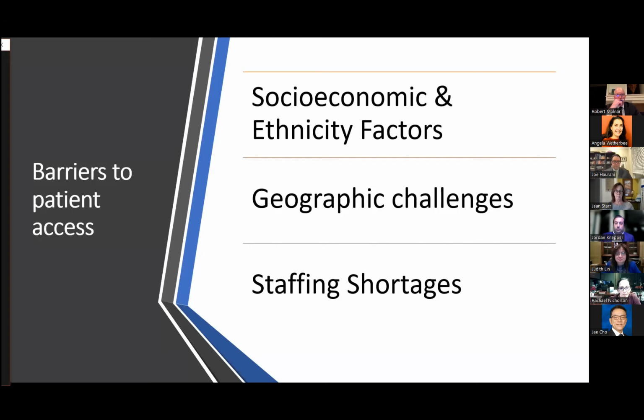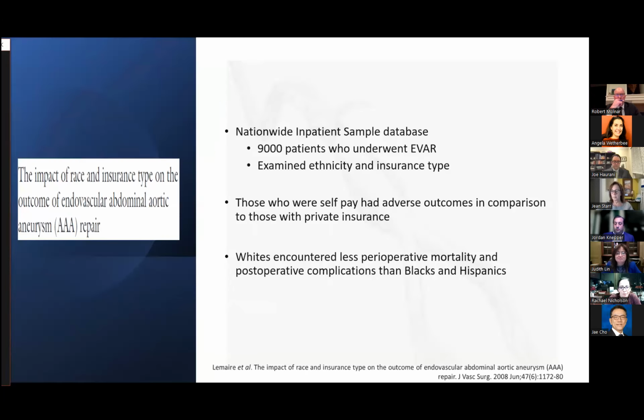Some of the barriers to access that I'd like to discuss tonight include socioeconomic and ethnicity issues, geographic challenges, and finally staffing shortages. The impact of socioeconomic status and ethnicity affects outcomes after EVAR. A study from the nationwide inpatient sample database was performed by Lemaire, who looked at over 9,000 studies to see if there was a relationship between ethnicity or insurance type and the outcomes after EVAR. Those who were self-pay had worse outcomes than those who had private insurance. Whites also had less perioperative mortality and fewer postoperative complications than Blacks and Hispanics.